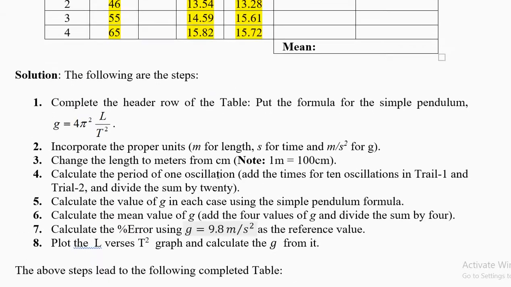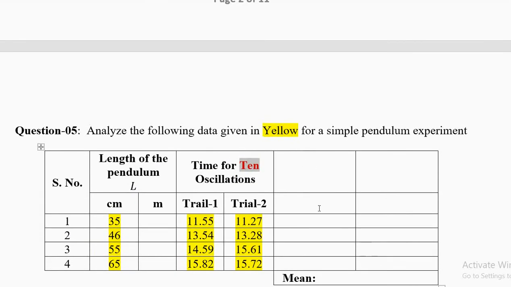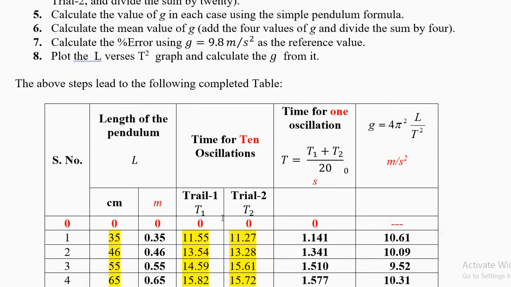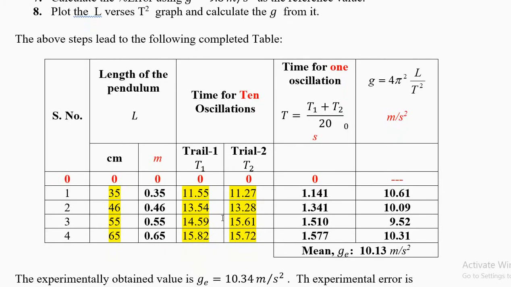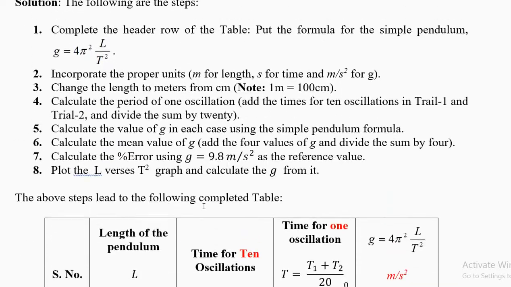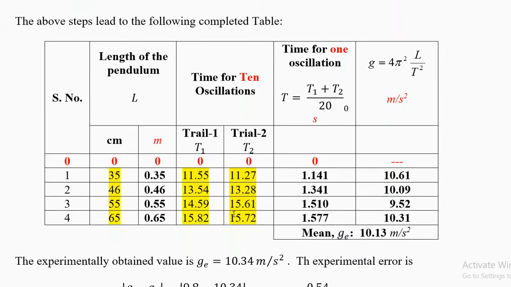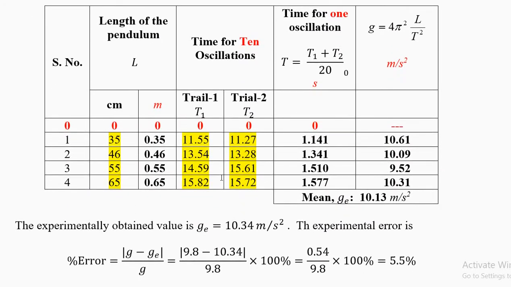Now you have to complete the header, you have to put some things here, then you have to do the calculations. Now look at these calculations. Now all the calculations are here. These are the steps which I am going to explain to you, so no need to read it here. Now yellow is your data.